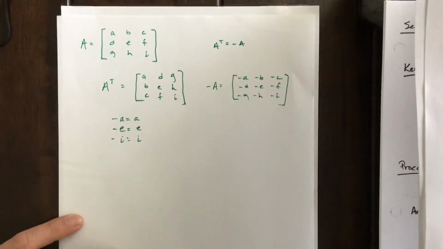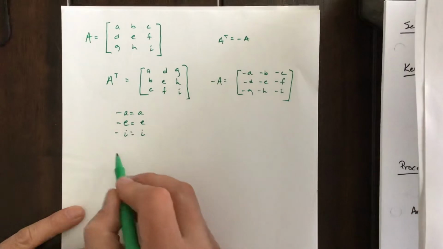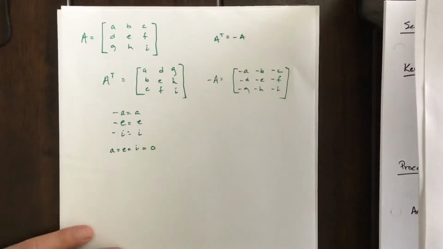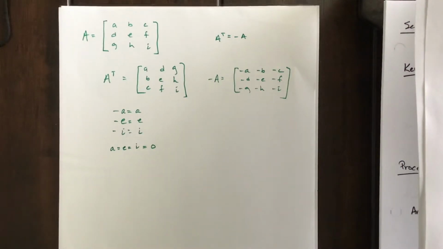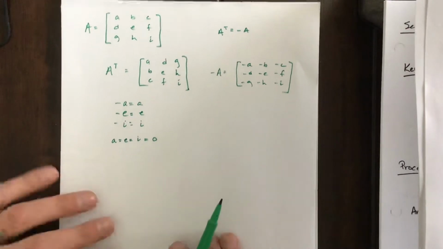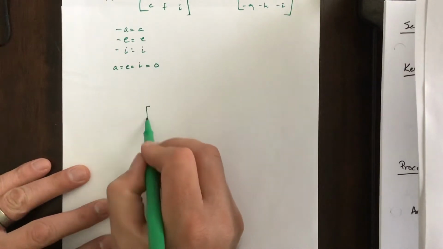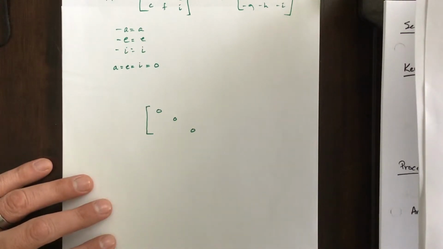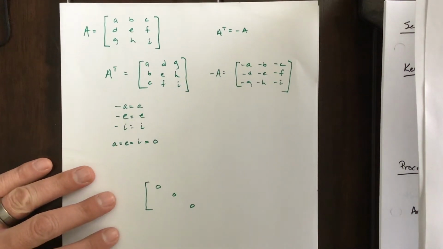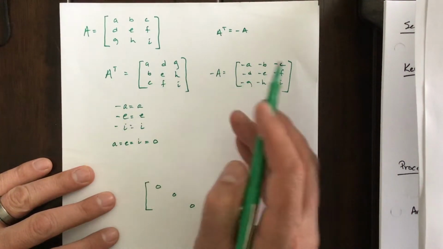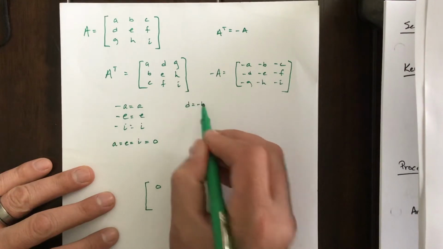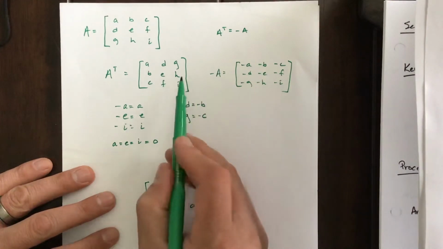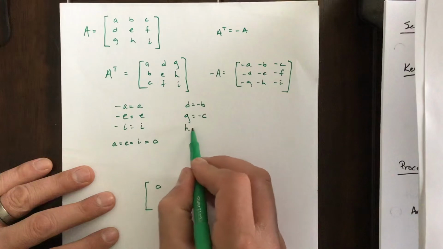Well, that's only true of a certain number for each of those. That means A, E, and I have to be all the same number, 0. 0 is the only number that is equal to negative itself. So when we look at a skew symmetric matrix, only the ones that have 0 along the diagonal are candidates. Okay, what about everything else? Well, D has to be equal to minus B. G has to be equal to minus C. And H has to be equal to minus F.